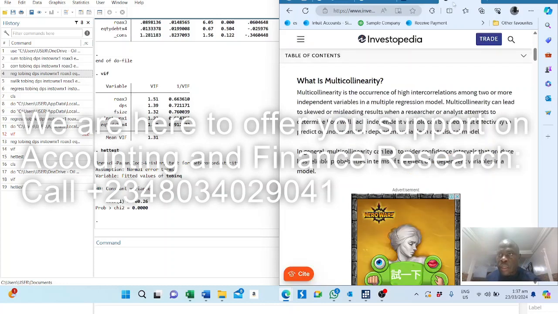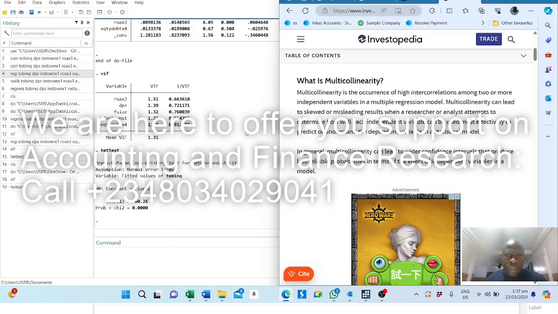And when you're looking at multicollinearity, like I said, this is the occurrence of high intercorrelations among two or more independent variables in a multiple regression model.